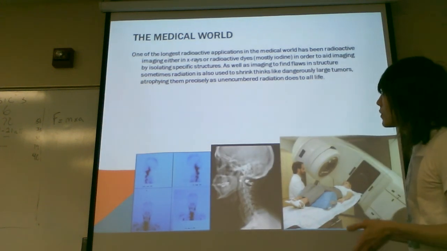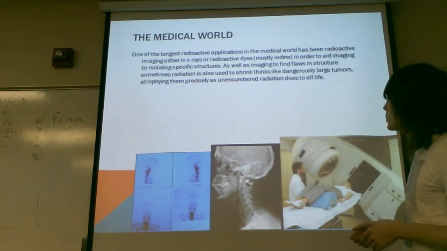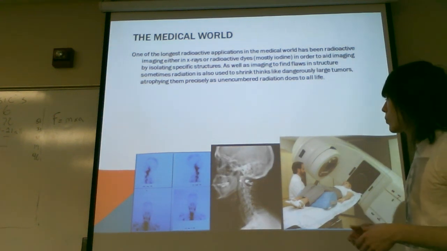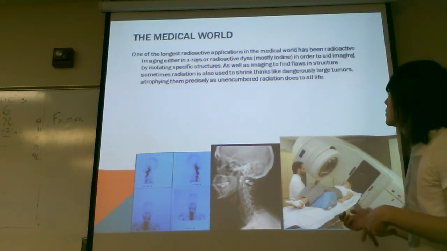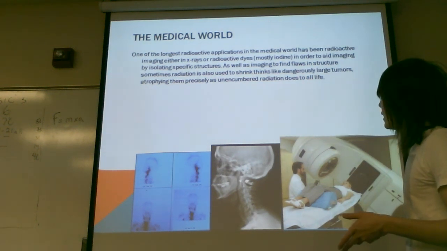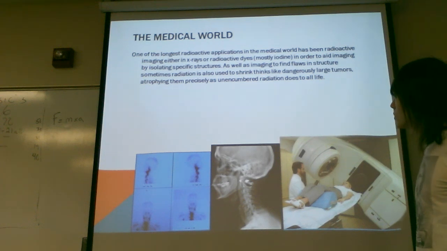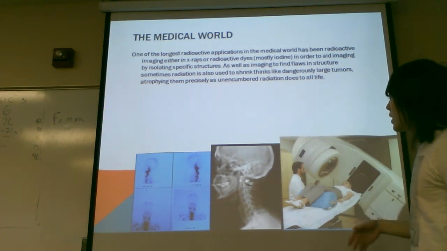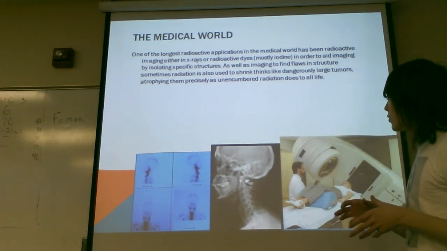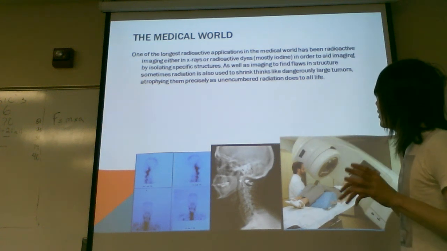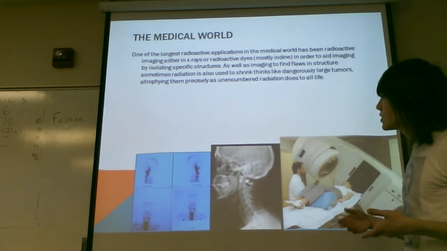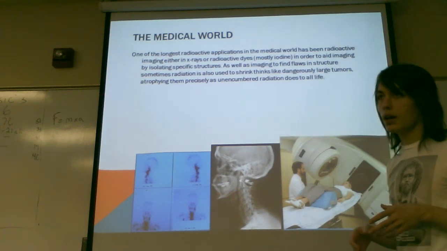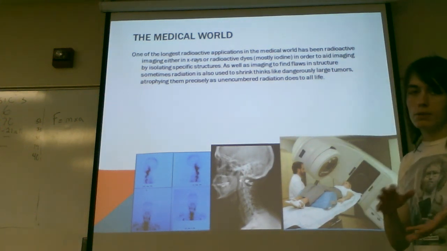In the medical world, one of the longest radioactive applications has been radioactive imaging, either in X-rays or radioactive dyes. Mostly iodine is used, in order to aid imaging by isolating specific structures in the body. As well as imaging to find flaws in structures, sometimes radiation is used to shrink things like dangerously large tumors, atrophying them much like unencumbered radiation atrophies all life forms.